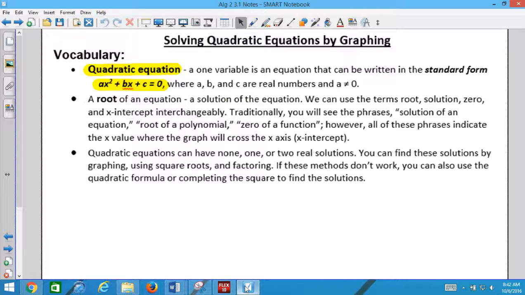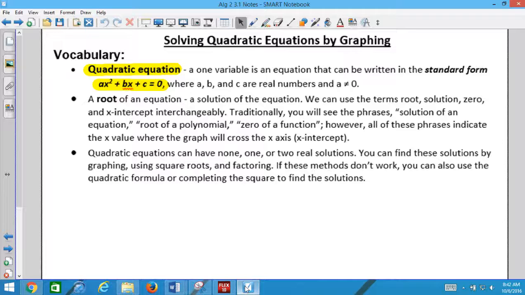All right, today we are learning how to solve quadratic equations, and there's actually like 5 different methods. We're going to do 3 of them today, 3 full methods today. So solving quadratic equations by graphing is what we're going to start with. A quadratic equation, we've already talked about, ax squared plus bx plus c equals 0.